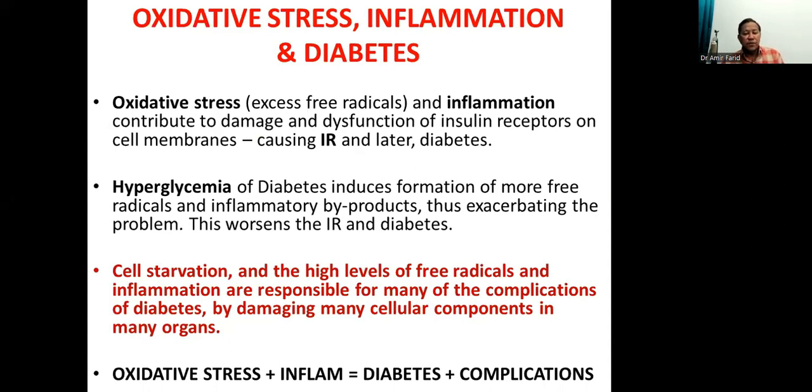You start with whatever poor lifestyle leads to oxidative stress and inflammation. And when you have insulin resistance, you have hyperglycemia, which will cause more oxidative stress and more inflammation. So the hyperglycemia of diabetes induces formation of more free radicals and inflammatory byproducts, thus exacerbating the problem. This worsens the insulin resistance and diabetes. Cell starvation and the high levels of free radicals and inflammation are responsible for many of the complications of diabetes by damaging many cellular components and many organs.